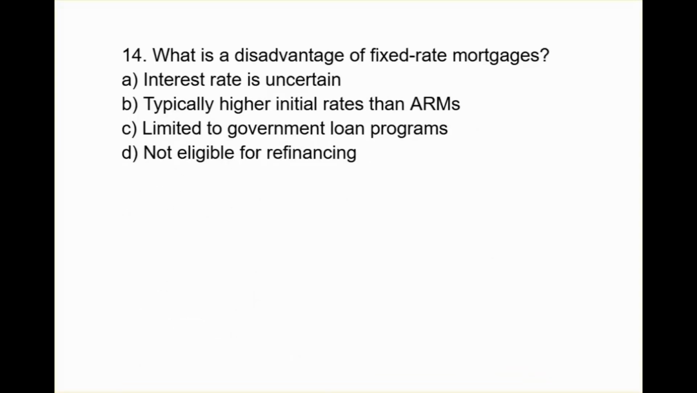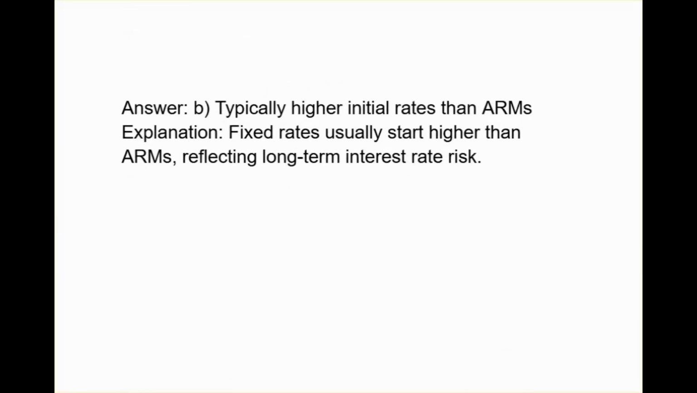What is a disadvantage of fixed rate mortgages? A. Interest rate is uncertain. B. Typically higher initial rates than ARMs. C. Limited to government loan programs. D. Not eligible for refinancing. B. Typically higher initial rates than ARMs. Fixed rates usually start higher than ARMs, reflecting long-term interest rate risk.